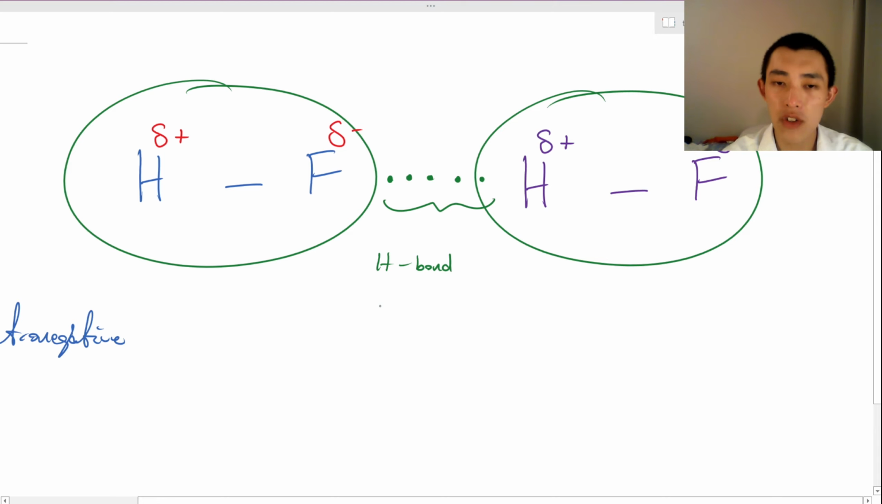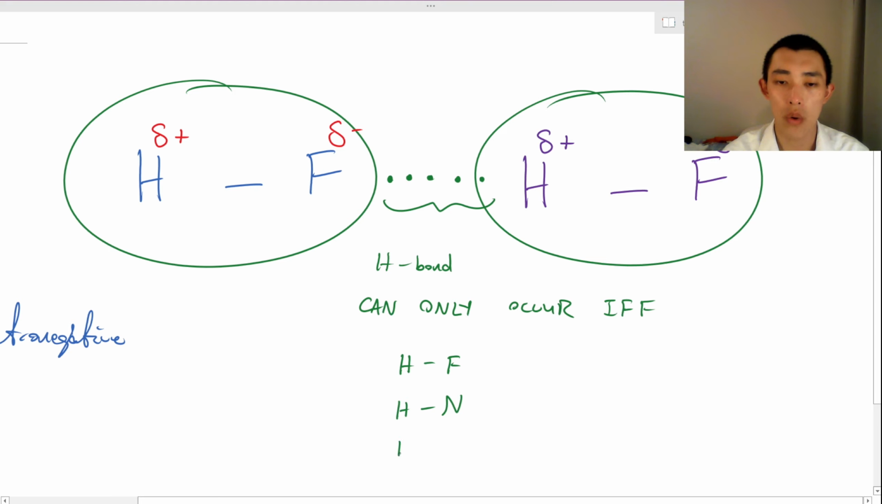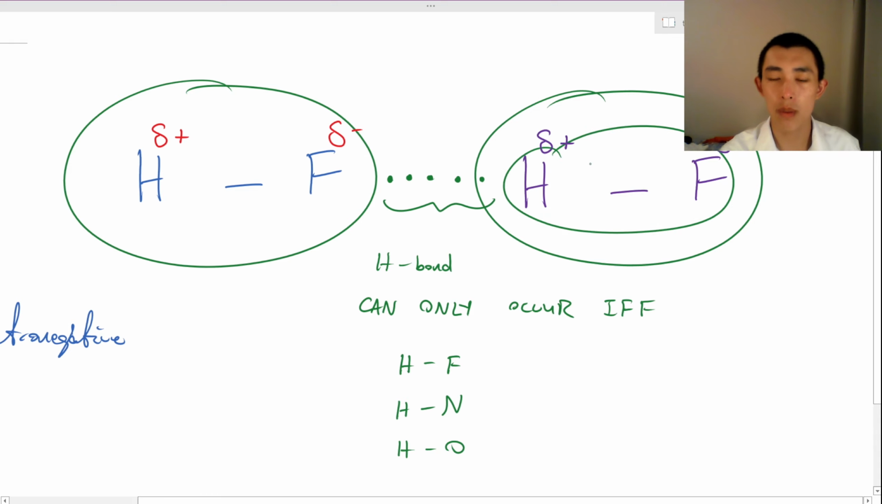Let me explain. Hydrogen bonding is very, very picky. It can't occur with any old molecule. It can only occur if and only if, which we sometimes write as IFF, we have a hydrogen fluorine bond, a hydrogen nitrogen bond, or a hydrogen oxygen bond. If and only if there are these three bonds, can there be a hydrogen bond. We can see that here we have a hydrogen fluoride bond, so it's okay. This can have a hydrogen bond.